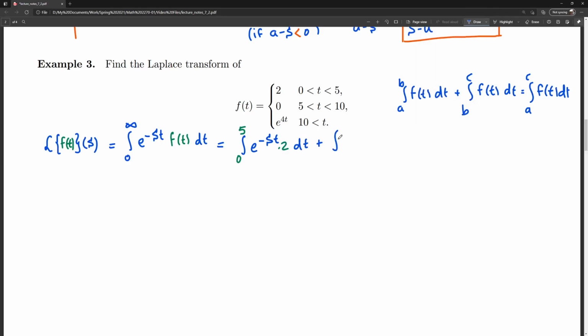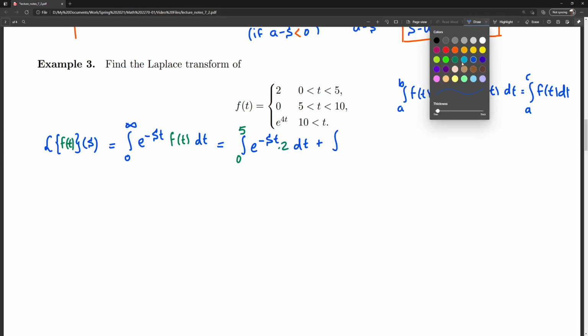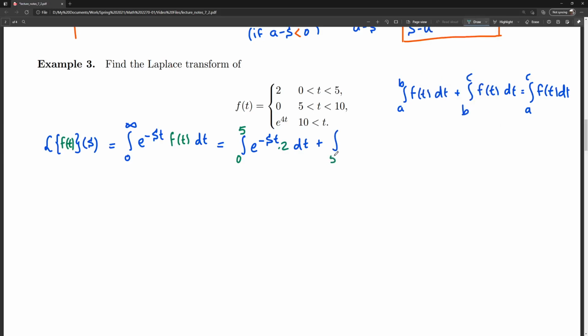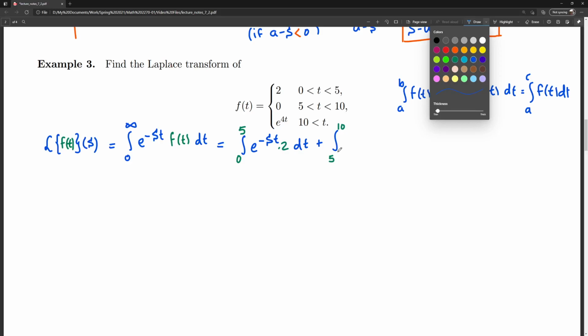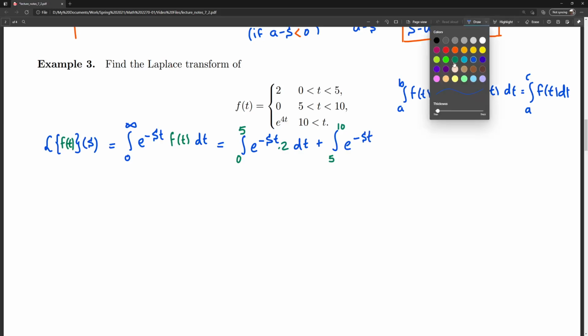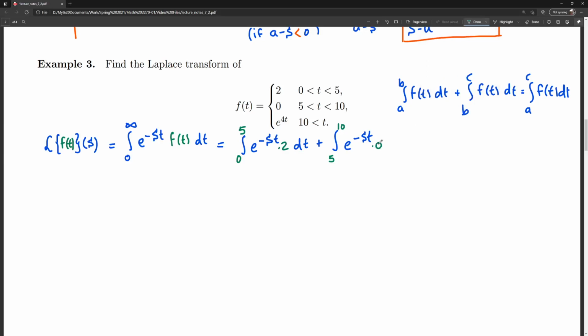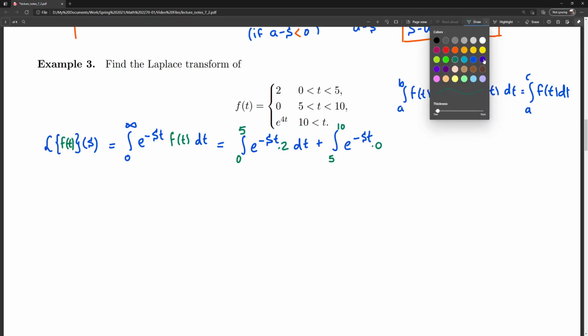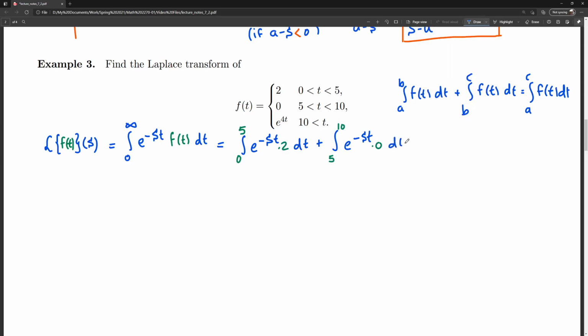And then the second part of the integral goes from 5 to 10. And the function there is 0. So that's really nice because that's going to simplify things a lot, because we'll just have an integral of the 0 function. So then that's dt.